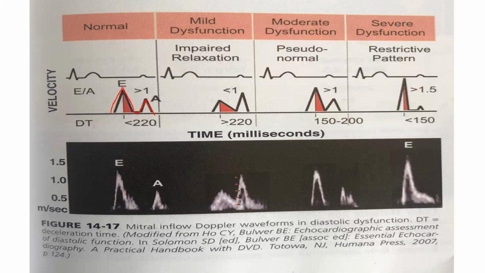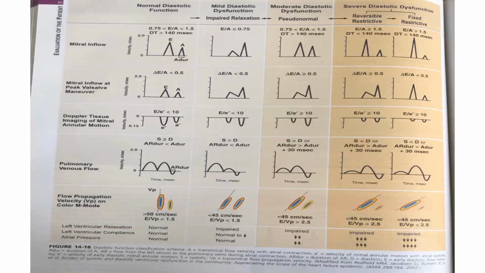During diastolic dysfunction, the E by A ratio is reversed. This is a table depicting the different forms of measurements using Doppler. We can study the mitral inflow velocity. We can study the inflow during Valsalva maneuvers and Doppler tissue imaging of mitral annular motion, and even the pulmonary venous flow. All of these can be studied to see the normal diastolic function or as it progresses towards a more severe diastolic dysfunction.